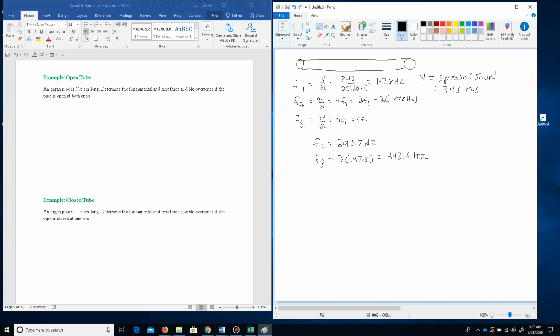And so the first 3 overtones, so we'll do one more. F4 is 4 times 147.8, which is 591.4 hertz.